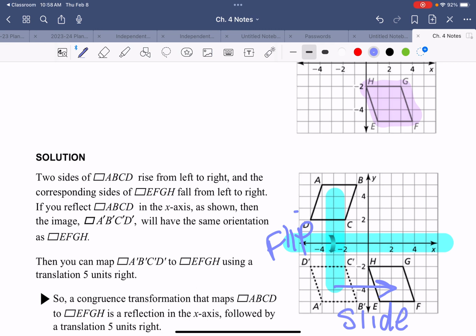Now, I could also do it a different way. I could have chosen to slide it here, and then from here to here, I could have flipped. I'd get the exact same thing. Okay?